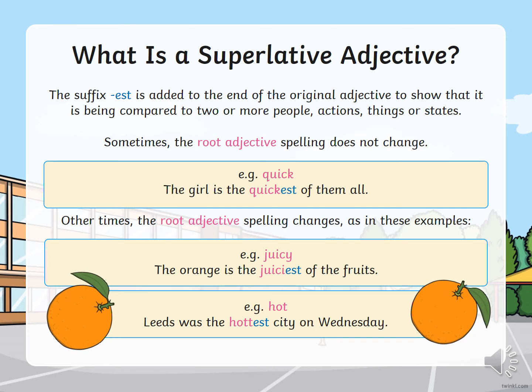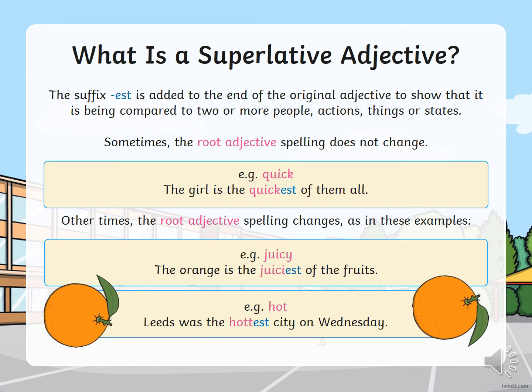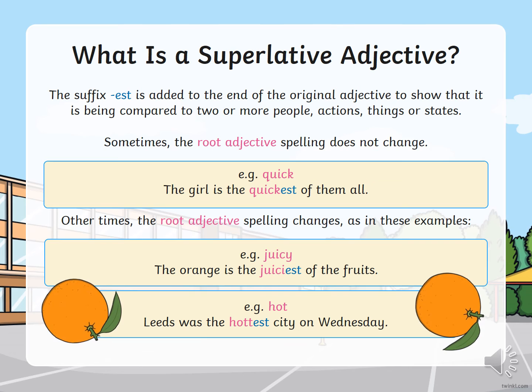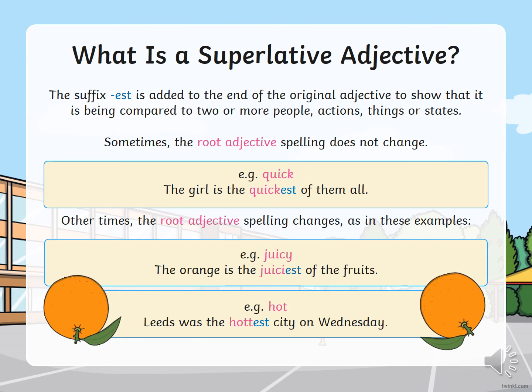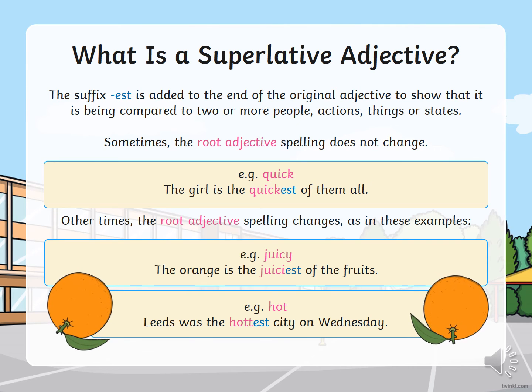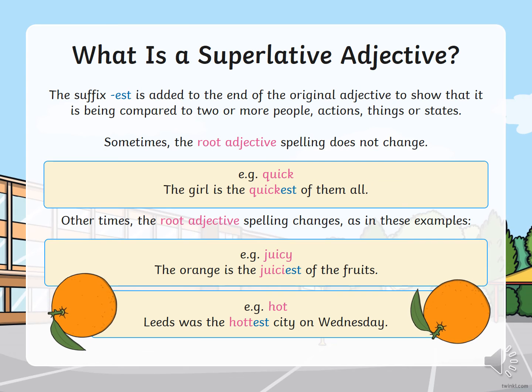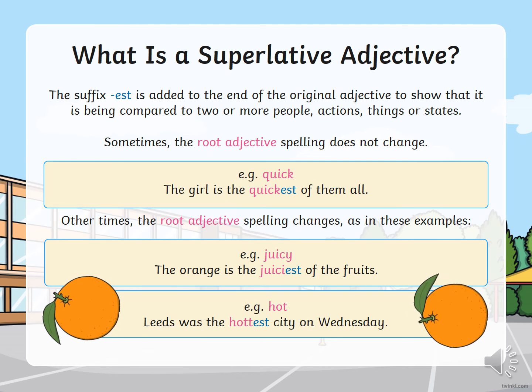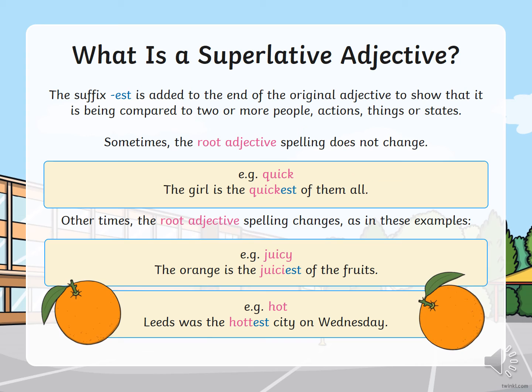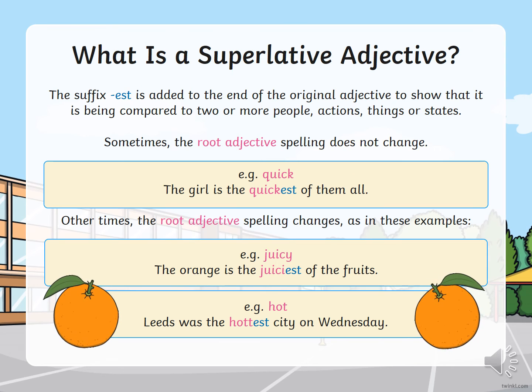So again, we add the suffix to the end of the original adjective to show that it is comparing two or more things. Following the same rules as before, the root adjective sometimes does not change, quick to quickest, but sometimes it does change. So if it ends in a Y, we change the Y to an I before we add our EST. The orange is the juiciest of the fruits. And hot, it has got a vowel and a consonant, so we need to double that consonant before adding our suffix. Leeds was the hottest city on Wednesday.